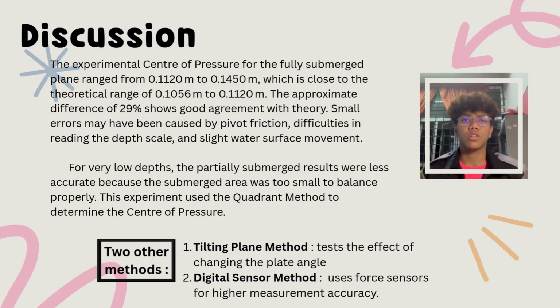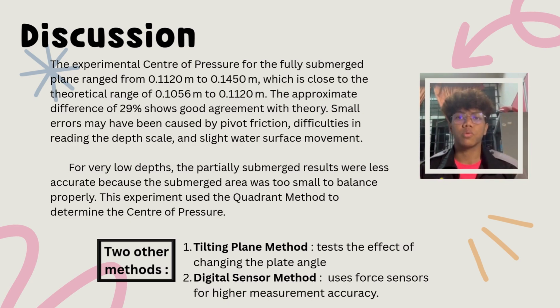The experimental center of pressure for the fully submerged plane ranged from 0.1120 meter to 0.1450 meter, while the theoretical range was 0.1056 meter to 0.1120 meter. One test gives 0.1450 meter versus 0.1120 meter, about 29% difference, showing good agreement with small errors from pivot friction, depth reading and water movement. At very low depth, partially submerged results were less accurate because the submerged area was too small to balance well.